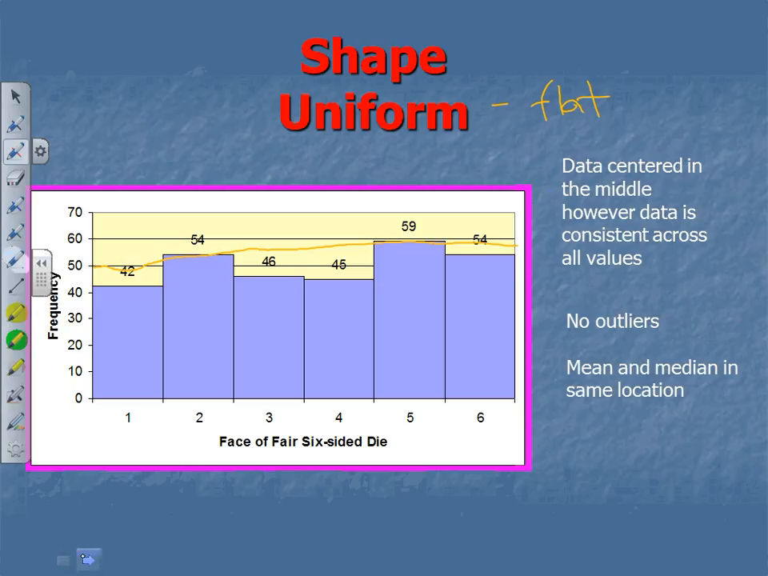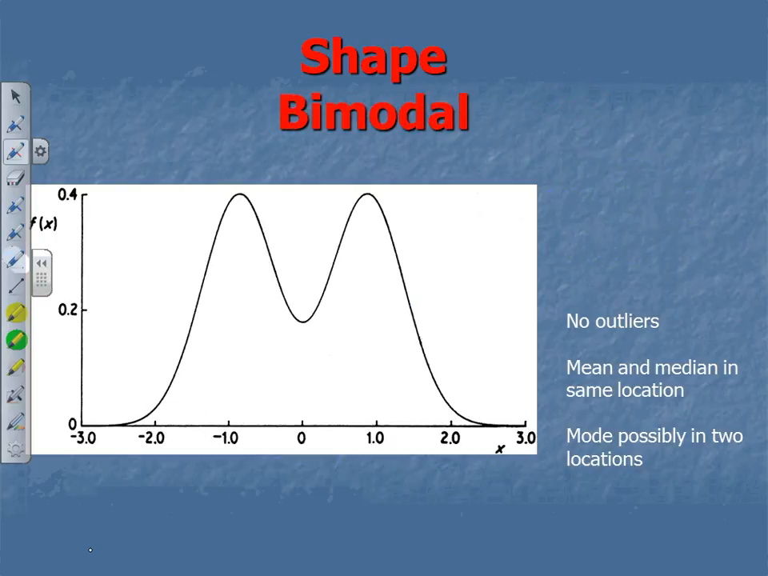That's a uniform distribution. This is a bimodal. You saw a trimodal, bimodal, polymodal is just multiple kind of humps.